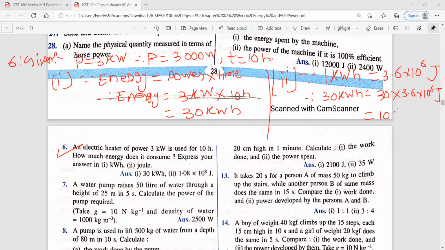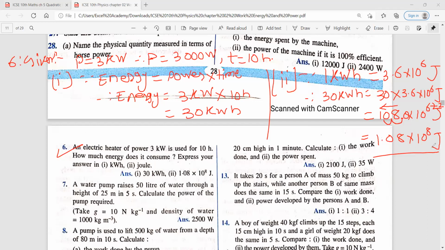You will get 108 into 10 raised to 6 joule. Now what do we have to do? I told you, right now the decimal is here. It is 108.0, right? Now the decimal is here. You have to shift the decimal such that the decimal goes after the first non-zero digit. So if you shift the decimal 2 places to the left, you have to add plus to the index. So the final answer becomes 1.08 into 10 raised to 8 joule.